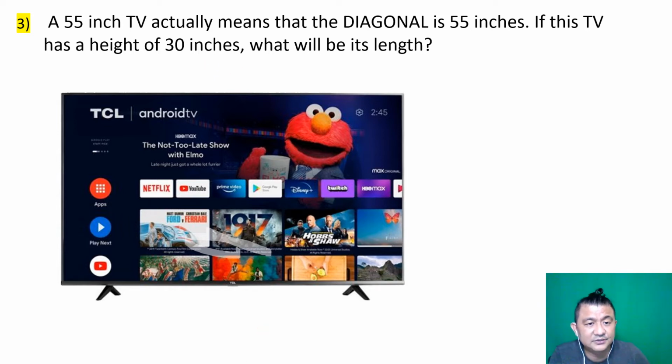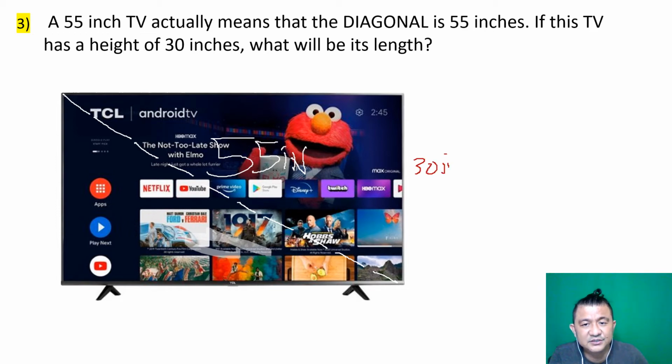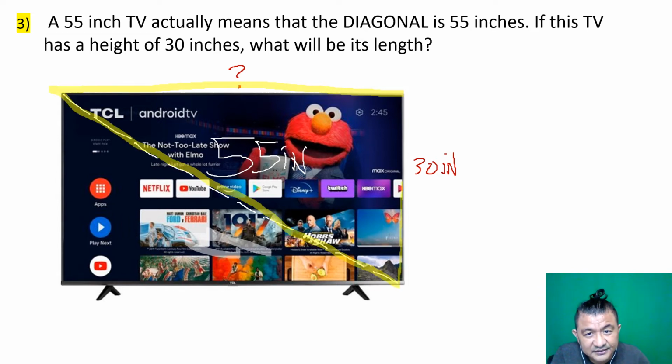So let's label that. We said that the diagonal is from one vertex to the other vertex. This is 55 inches. And what else do we know? We know that the height is 30 inches. What would be the length? This would be the length. Oh, Ram, that's a square. I thought we're talking about right triangles. Yes, there is a right triangle. Can you see this right triangle? Yes, the right triangle is still there.